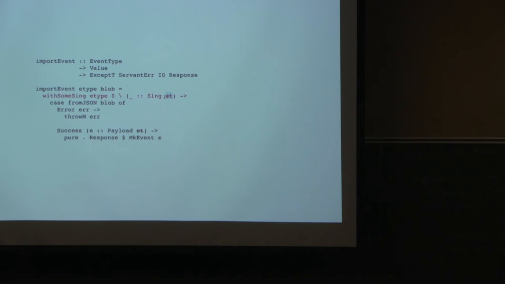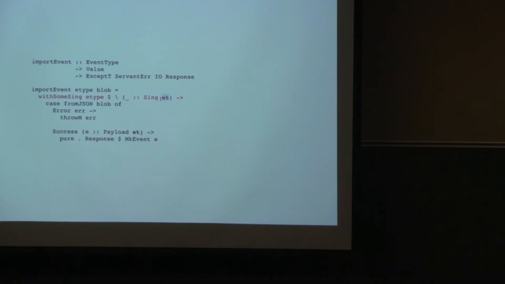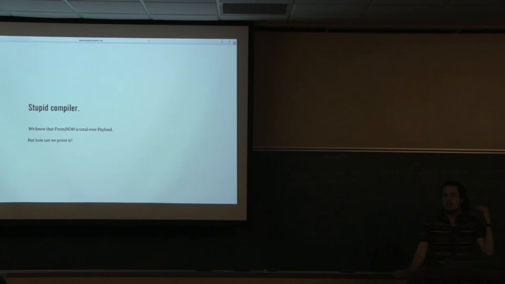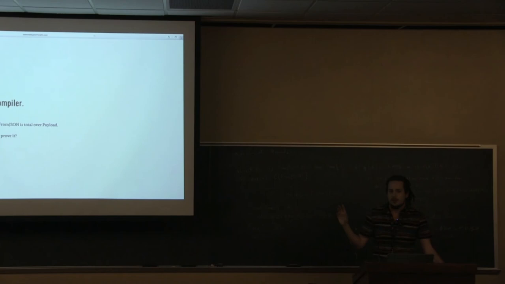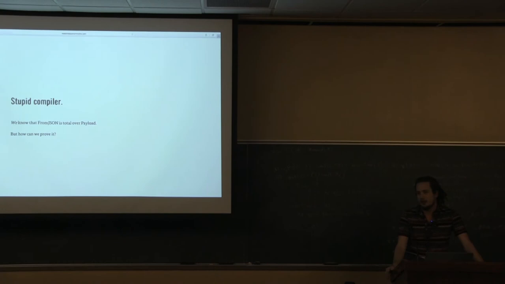So it's not super clear where we can put this constraint or how we can get it, right? But if we had it, then we would be able to call this and everything would work hunky-dory. We're so close. There's a few more things we need to do, but we're getting there. So the thing is, we know that we have a FromJSON instance for everything over Payload. We know that this is a total function. But the compiler doesn't, because the compiler isn't as smart as we are. So we need to figure out some way of proving this to the compiler. And as we've seen, it seems hard to prove at the type level.